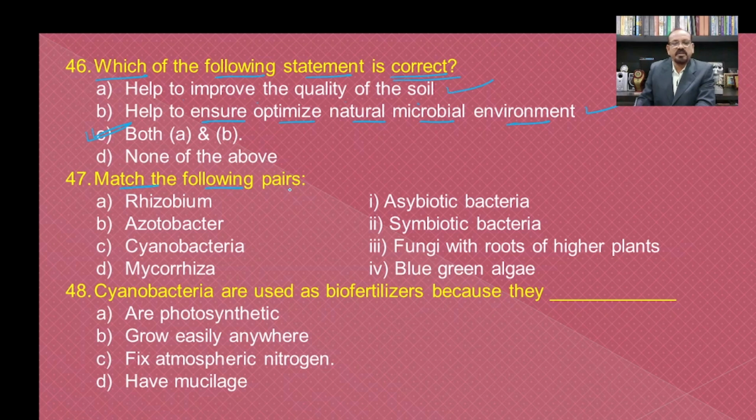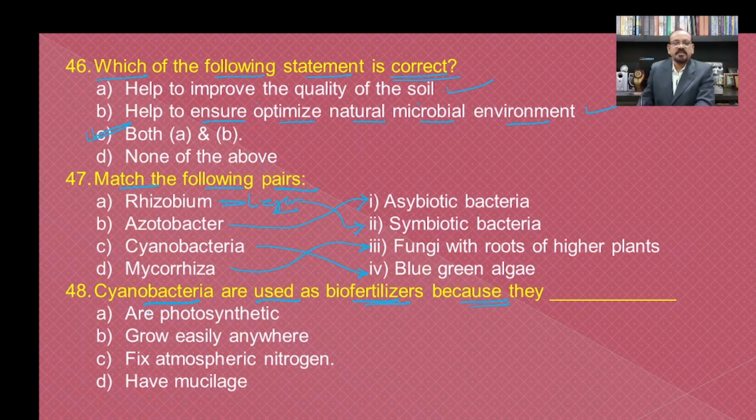Then match the following pairs. Rhizobium is found in the roots of legume plants. It means that it is a symbiotic bacterium. Azotobacter is an asymbiotic bacterium. Then cyanobacteria are also known as blue-green algae, members of the Cyanophyceae or Myxophyceae. And mycorrhiza means the symbiotic association between fungi and the roots of higher plants, and hence now they are correctly paired. Then, cyanobacteria are used as biofertilizers because they are.